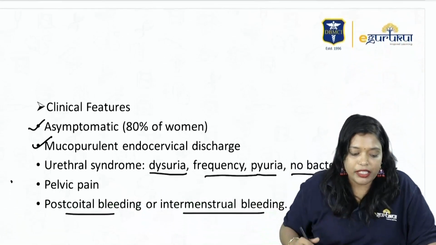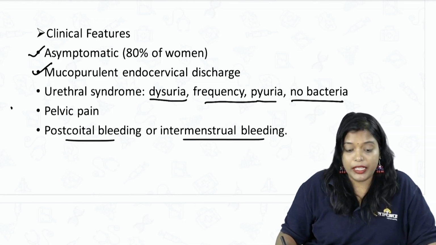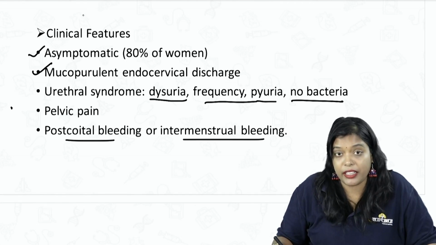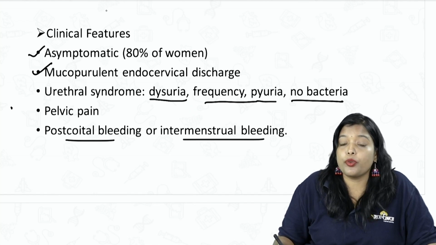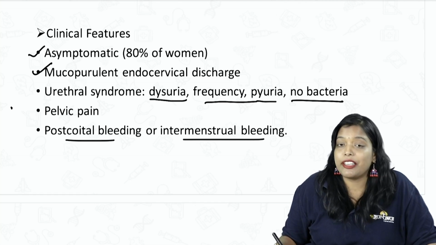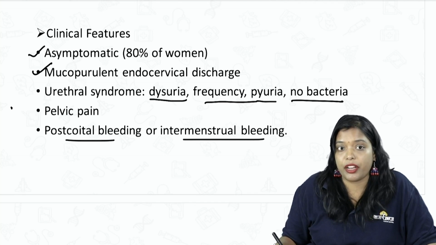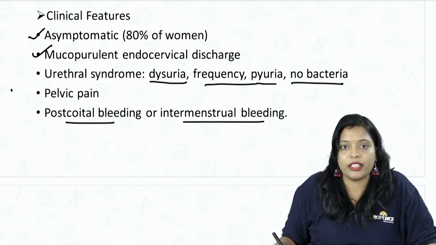So what will be the clinical features? Most of them are asymptomatic, about 80%. The main presenting feature will be mucopurulent endocervical discharge. Urethral symptoms will be dysuria, frequency, pyuria with no bacteria. They can also have pelvic pain, and postcoital bleeding or intermenstrual bleeding.